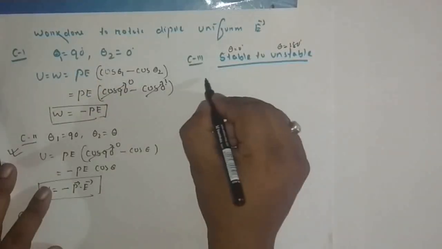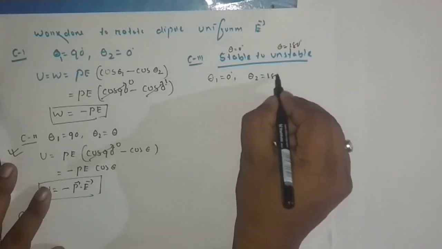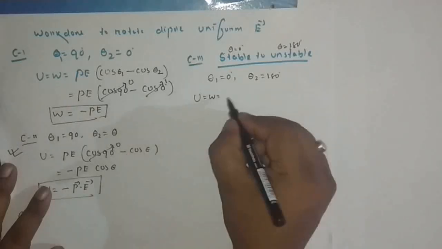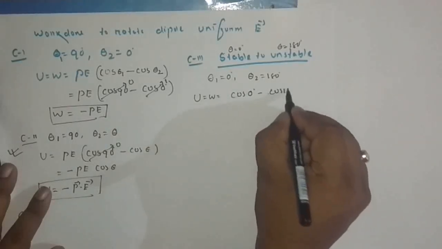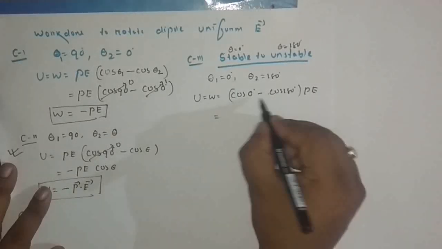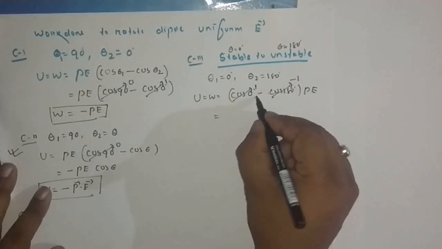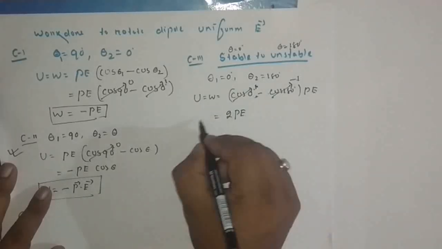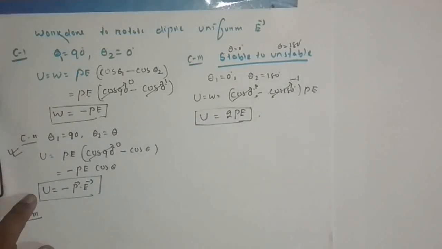Let us go for theta 1 equal to 0 degree to theta 2 equal to 180 degree. So my potential energy or work done, whatever you are asking, is equal to (cos 0 minus cos 180 degree) times PE. Cos 0 equal to 1, cos 180 equal to minus 1, so minus minus 1 plus 1 gives 2. So I am getting 2 PE. I think you got the idea.